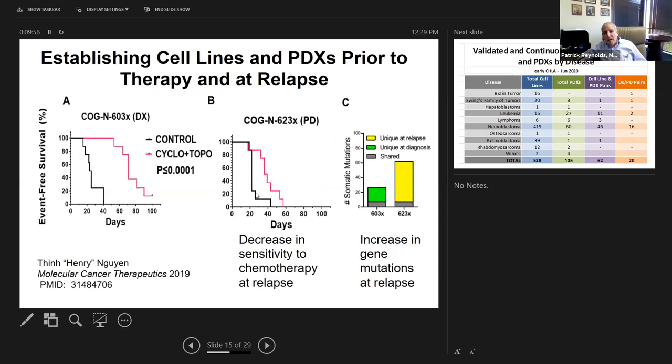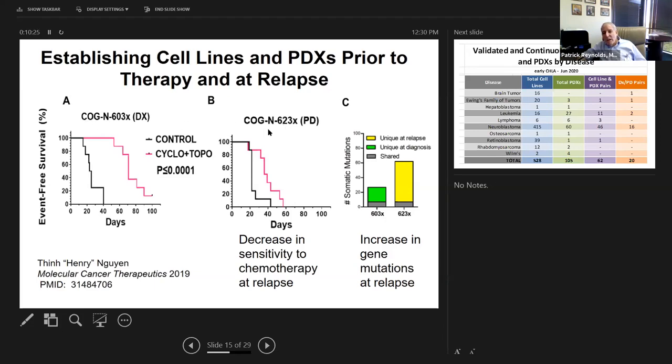This is some data on some PDXs, one established at diagnosis and then from the same patient at progressive disease. Those Henry Nguyen published in his MCT papers looking at another drug, but he wanted to compare that to the cyclotopo results. And looking at cyclotopo here, you see that the response diminishes, and the survival of the mice diminishes remarkably and significantly in these patient-derived xenografts established after the patient had relapsed.